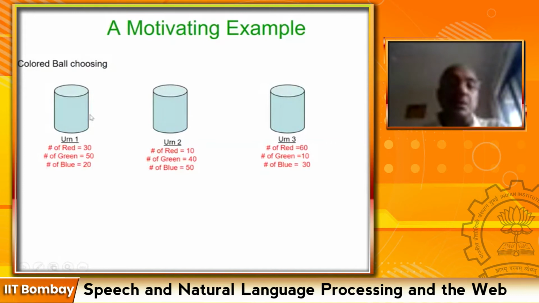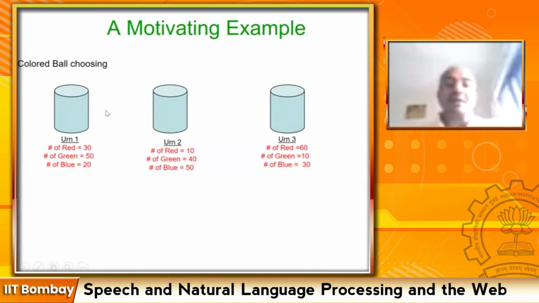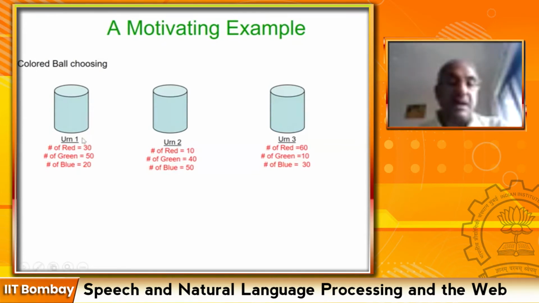Okay, arm means a bowl. So I could start from arm 1 or 2 or 3, but then the next arm that is chosen is decided by a probability. So if I begin with arm 1, then I have the choice of coming back to arm 1, picking again from arm 1, or going to arm 2 and picking a ball, or going to arm 3 and picking a ball.